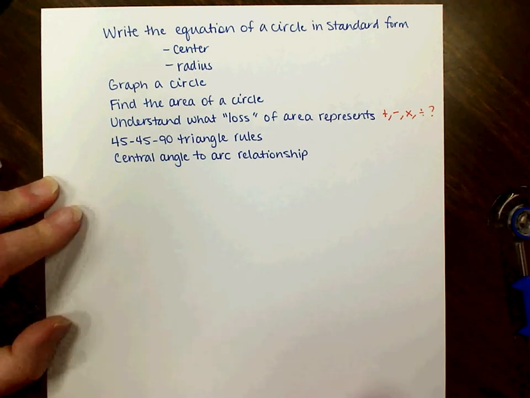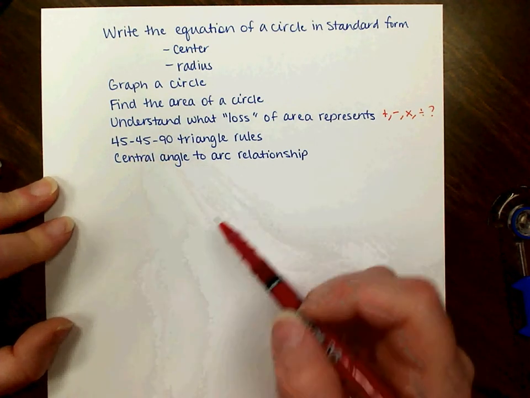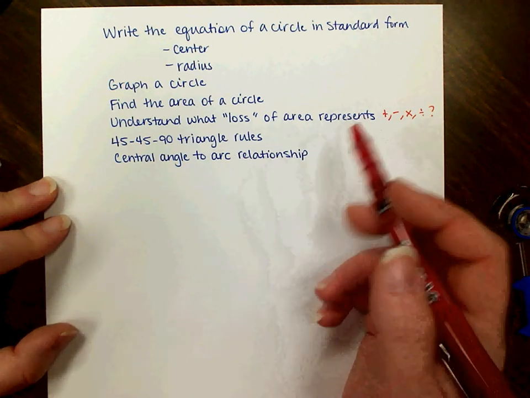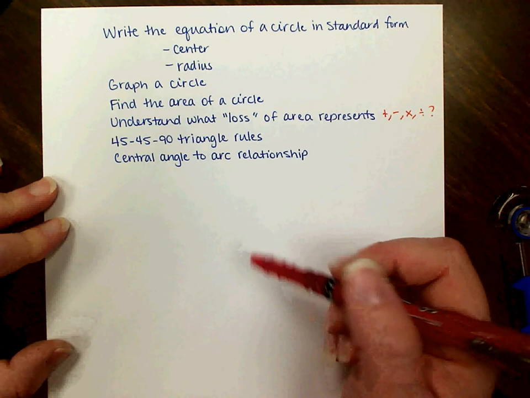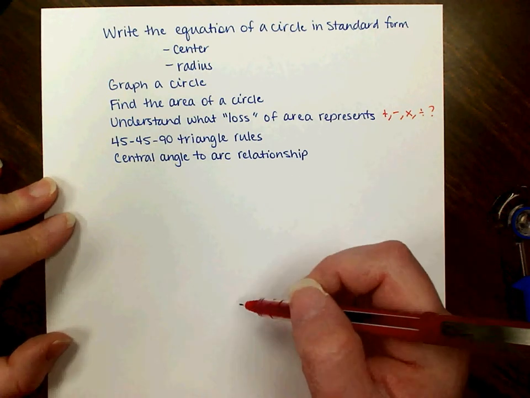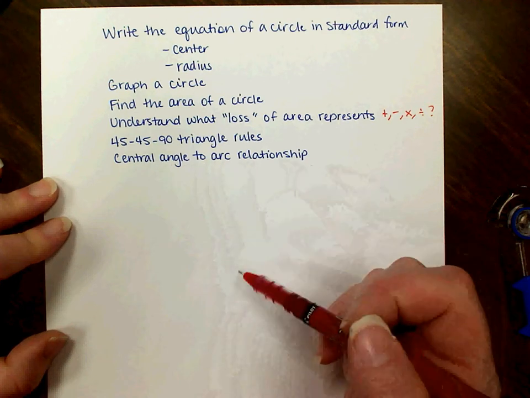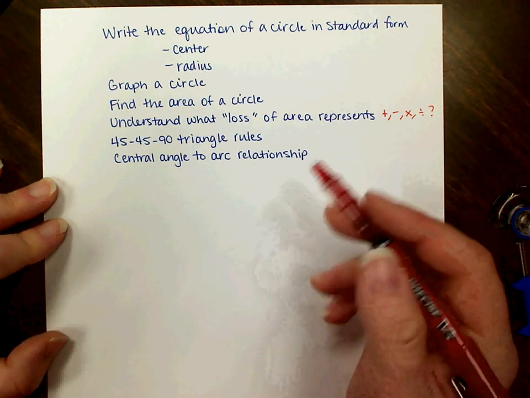You need to know the 45-45-90 triangle rules. When you go from the leg to the hypotenuse, you multiply by the square root of 2. If you go from the hypotenuse to the leg, you divide by the square root of 2. And you need to know the central angle to arc relationship: central angles and their arcs have the same degree measure.